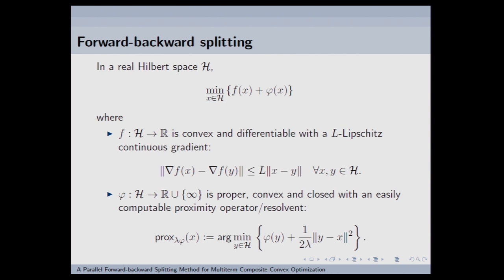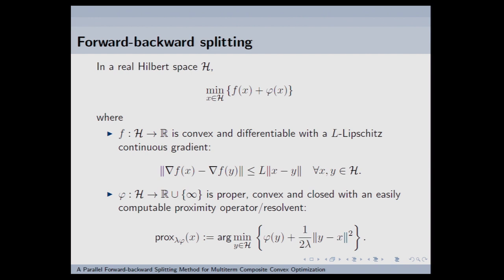Just to fix the ideas and notation, let's start with something very simple. This is a composite convex optimization problem. You want to minimize f plus phi, where f is convex, differentiable, and Lipschitz continuous, and phi is just convex, proper, closed, with an easily computed resolvent or proximity operator. It means that we know how to solve this problem at each iteration, if we want to iterate this.